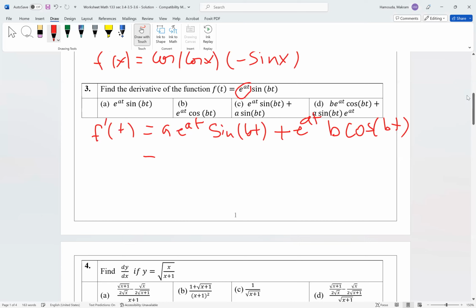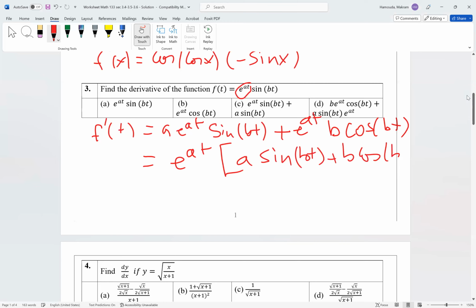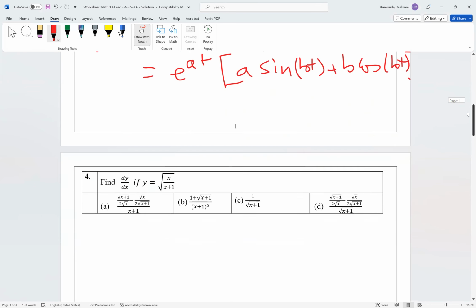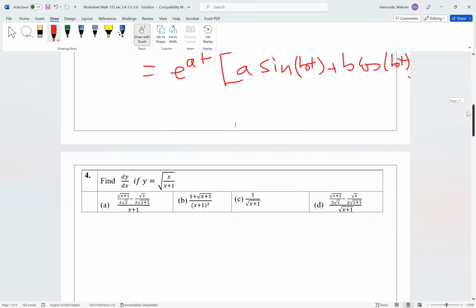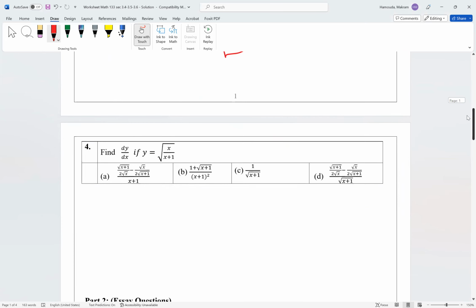So we can put the common factor e at, and the common factor: a sine bt plus b cosine bt. So the answer here is D. Of course, if you have any question, you can ask them in the comments on YouTube, then I will answer them.